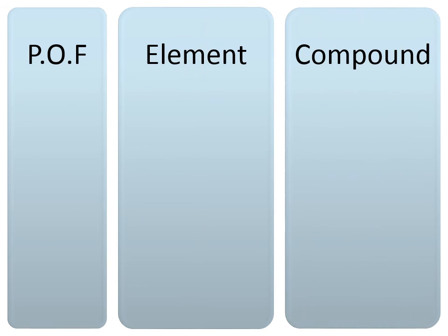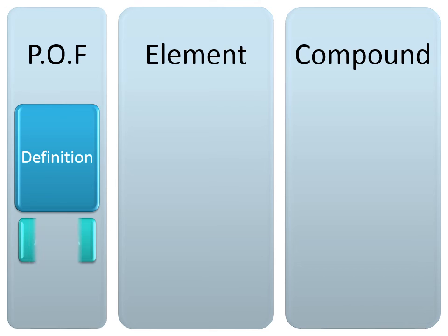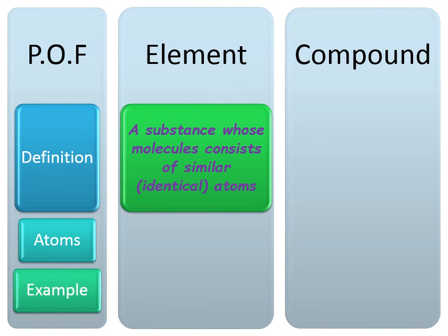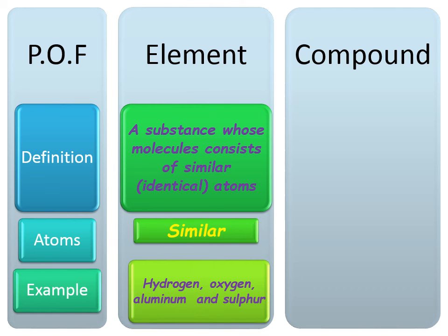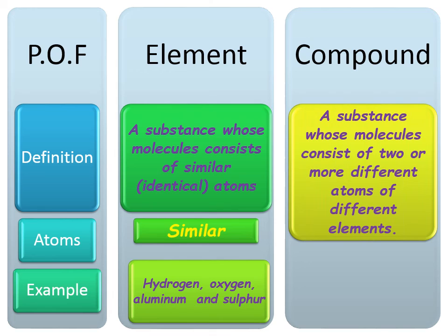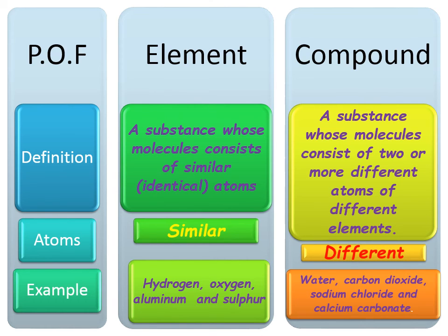Let's make a comparison between element and compound. What does element mean? An element is a substance whose molecule consists of similar atoms, like hydrogen, oxygen, aluminum, and sulfur. A compound is a substance whose molecule consists of 2 or more different atoms of different elements. Water, carbon dioxide, sodium chloride, and calcium carbonate are examples of compounds.